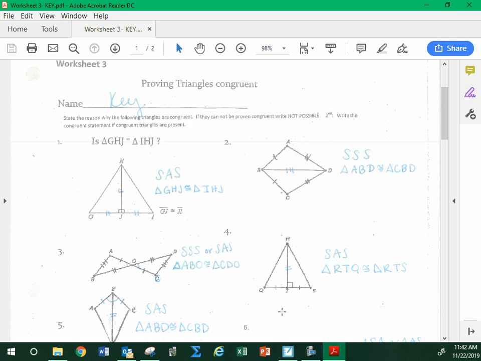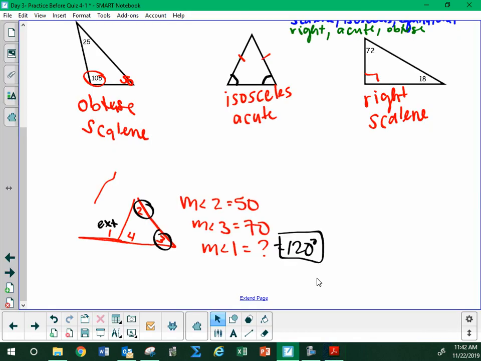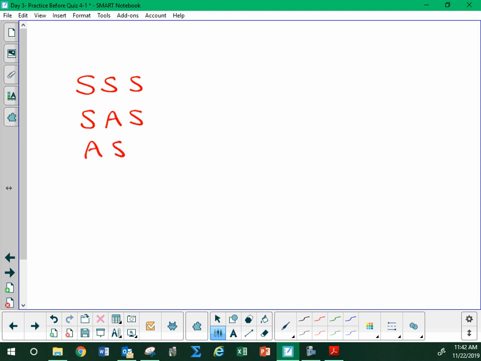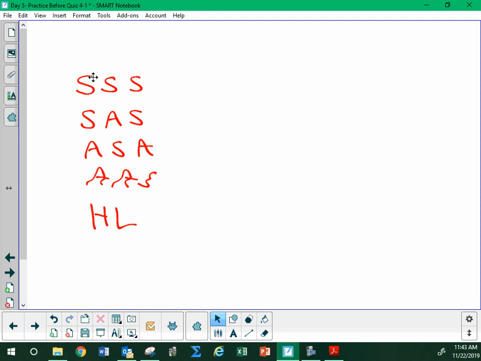And just a real quick refresher, what are those 5 methods? Side, side, side. Side, angle, side. Angle, side, angle. Angle, angle, side. And HL. And don't you dare write a bad word on any of my assessments. HL, and AAS. Let's take a look and see.